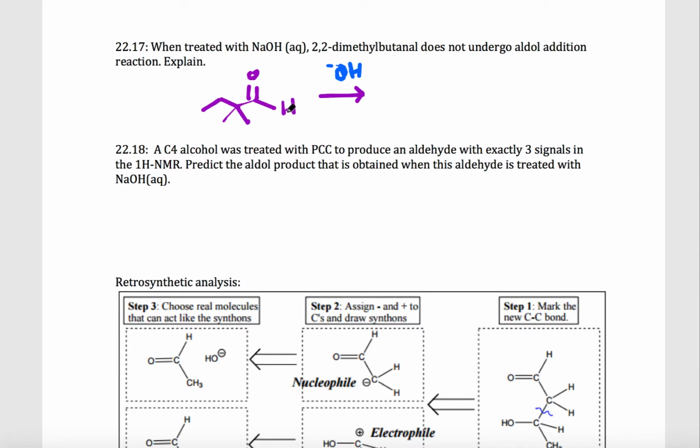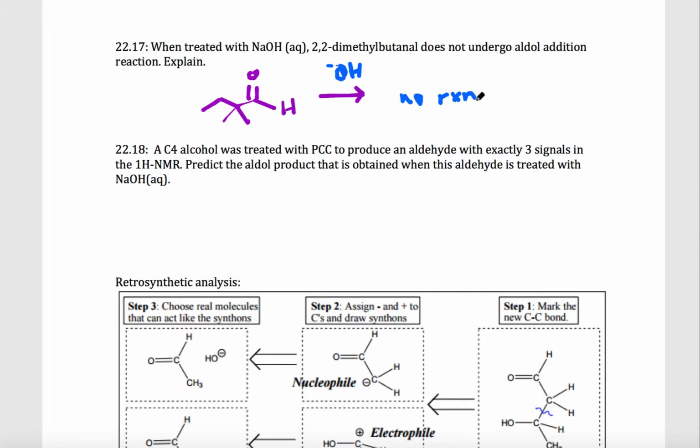And remember, that's not the acidic hydrogen. So there's going to be no aldol reaction. So probably the best we can do with this is the OH might attack here and we might get some hydrate, but that's about it. So no aldol reaction. No reaction at the alpha carbon. Now let's look at the next one.